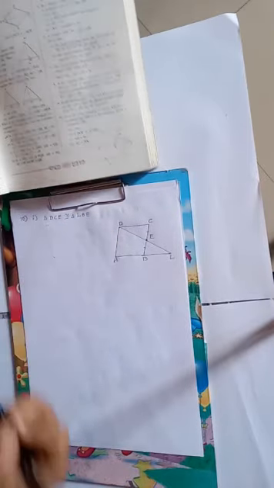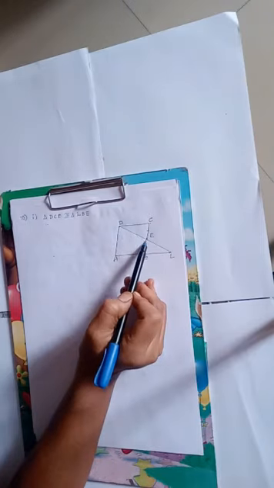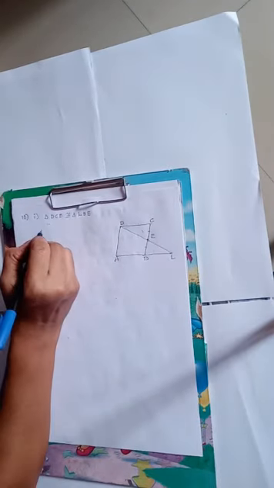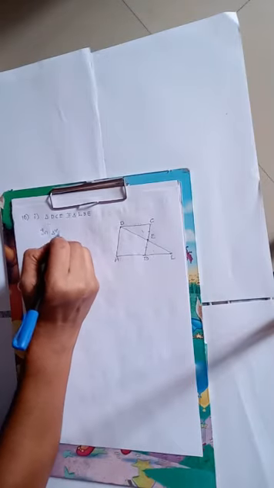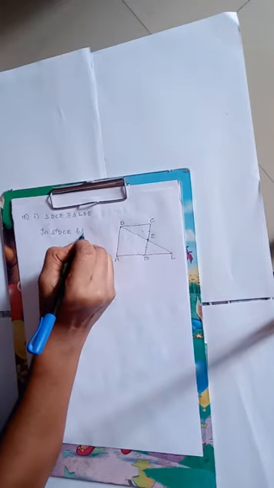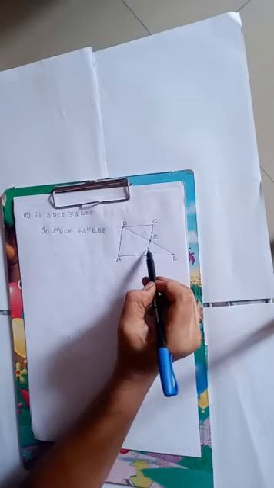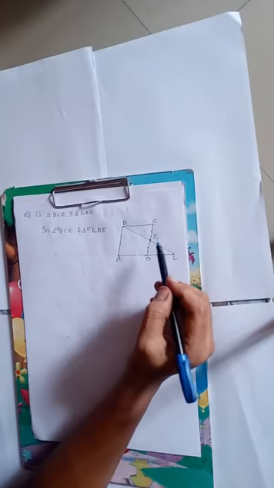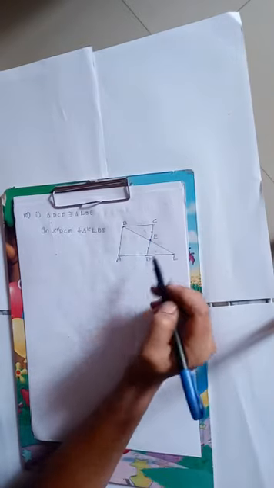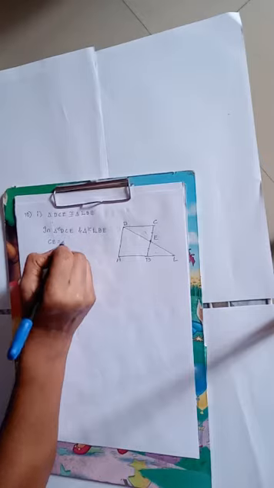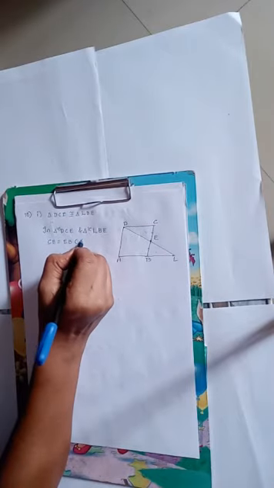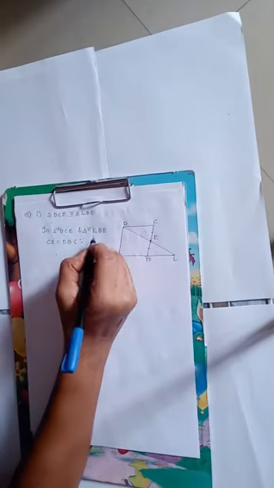First proof they asked. Now consider the two triangles DCE and LBE. These two triangles you need to prove congruent. Observe here, what corresponding sides are equal? Side CE is equal to EB. Why? Because it is given that E is the midpoint of BC.